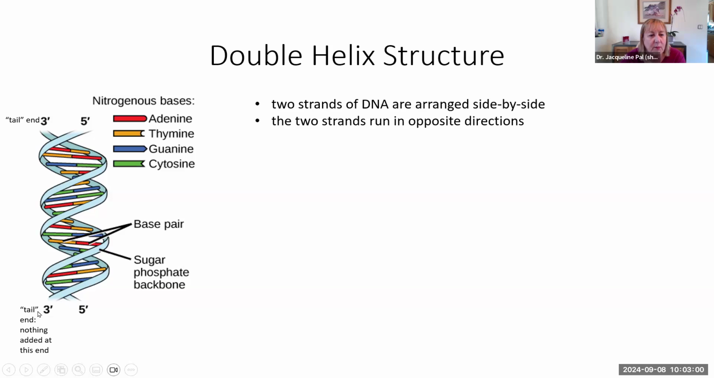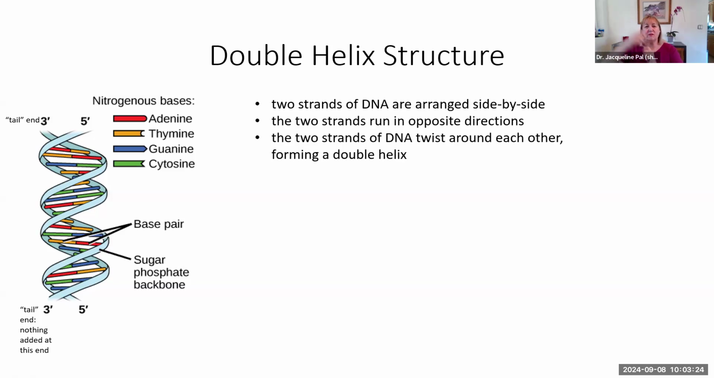the other end has a 3'. The 3' end is the tail end, so we don't add anything at that end. All the adding of nitrogenous bases is always done at the 5' end. And so you notice the 5' ends, when there's a double helix, are opposite each other. All the adding is done before the two strands are twisted around each other to form the double helix.